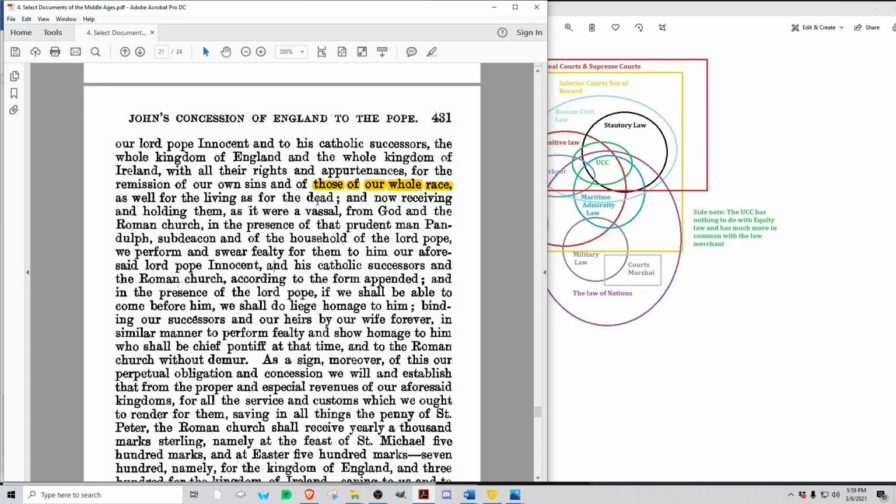As well as for the living and for the dead. So he's going to talk for the dead people now, right? And now receiving and holding them as it were.